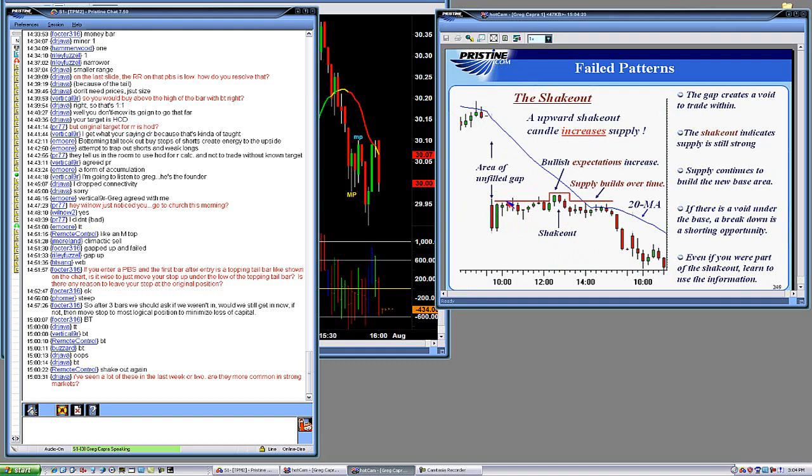Upside shakeout. Prices had gapped lower. They consolidated here, building up an area of support. Here was the attempt to move up into this void, which failed, and prices came right back down. And now they began to consolidate in this area here, going sideways and building up some supply. So this tells us that traders got caught long.